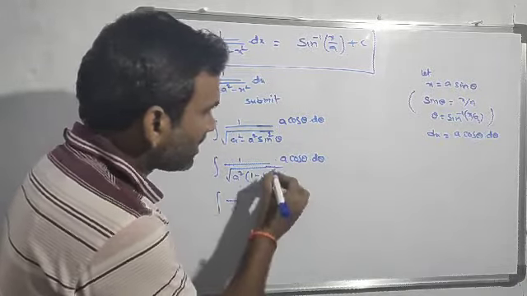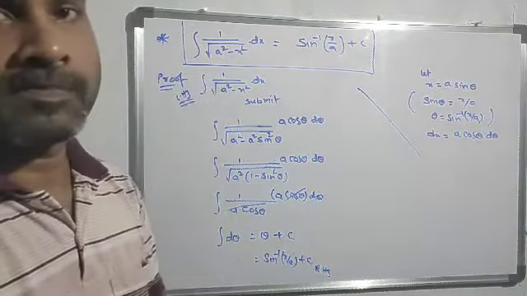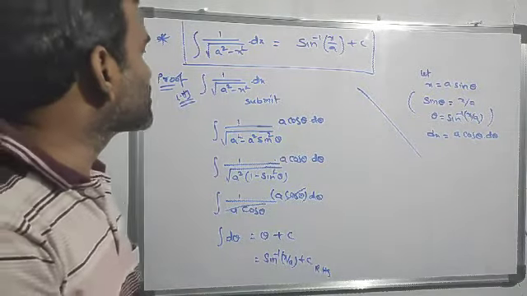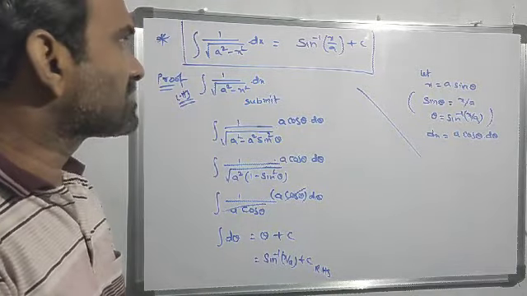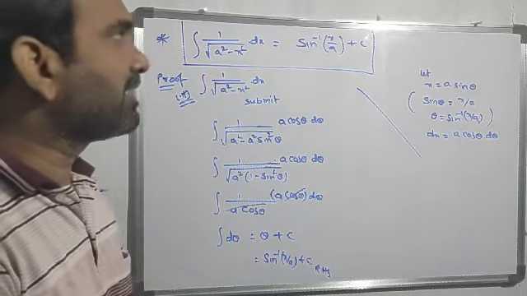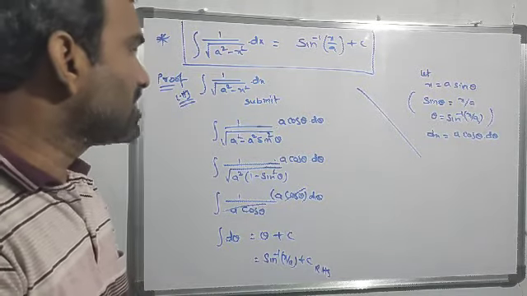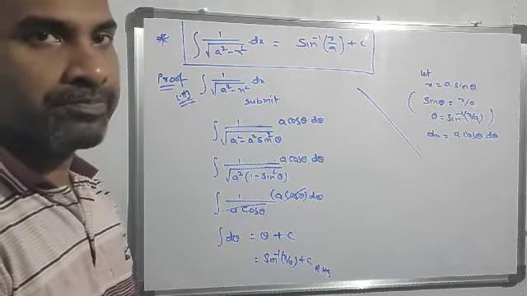The proof is very simple by using the substitution process. So the important formula: integration of 1 by square root of a square minus x square into dx. What is that formula? Sin inverse of x by a plus c. This is the proof. From this formula you can derive the standard formula also. Understand? So this is the proof.